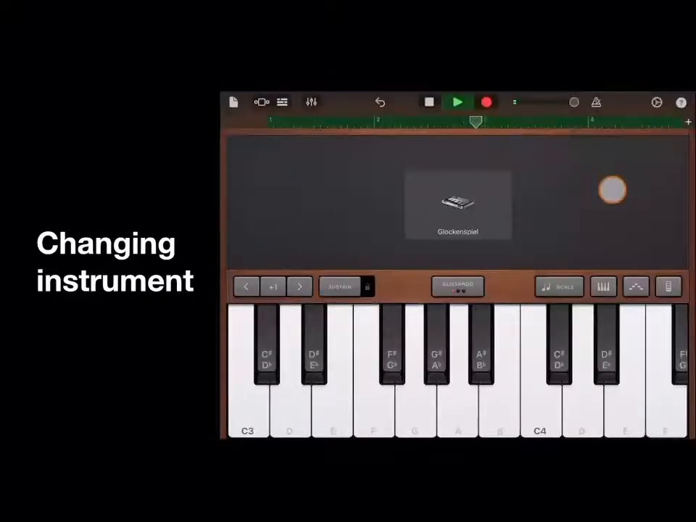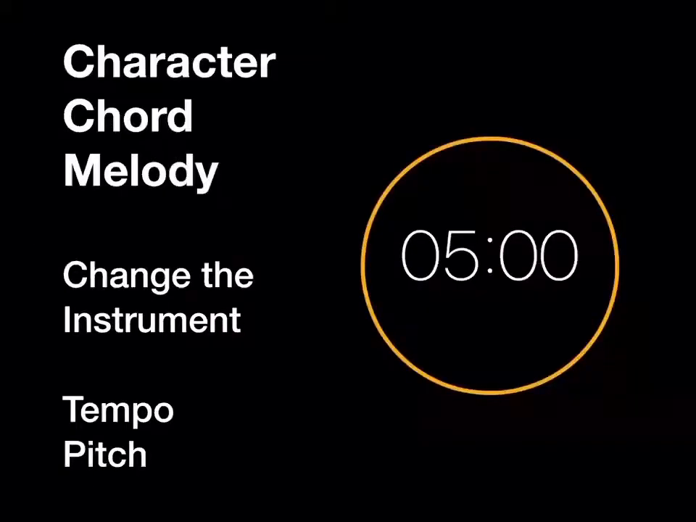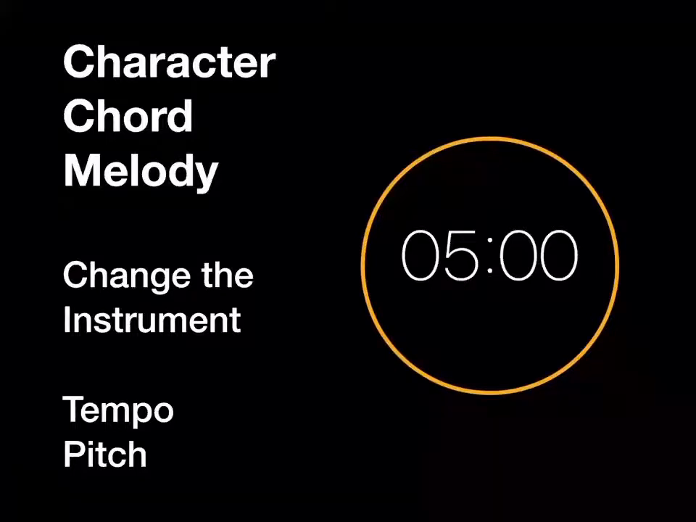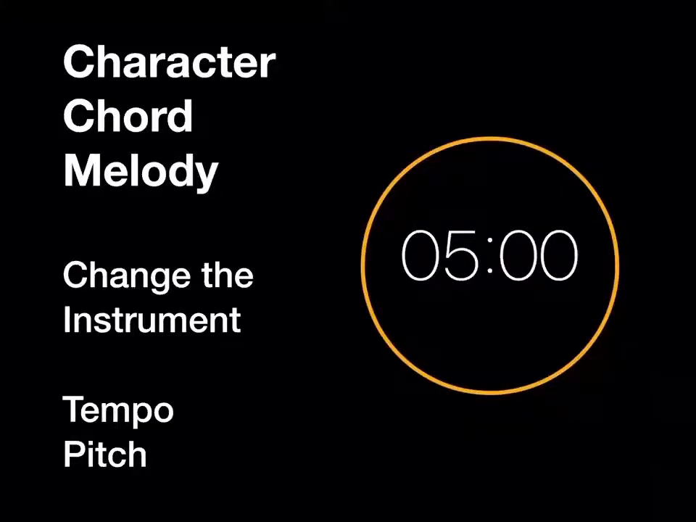So what I want you to do now, I'm going to give you 5 minutes for this. I want you at this stage to take 5 minutes to work on a very simple character chord melody. Keep it short and simple. Think of my Yoda one. It just goes bum, bum, ba-dum, bum, bum, and then repeats. That's all it is. And then record that in, change the instrument, but think about tempo and think about pitch.